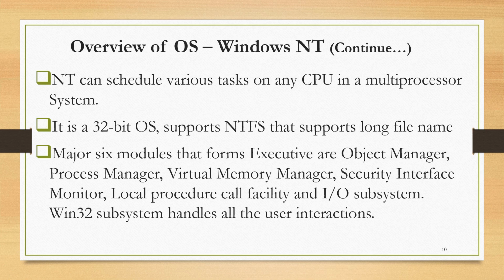Now, what are the major modules of Windows NT? The six major modules that form the executive are object manager, process manager, virtual memory manager, security reference monitor, local procedure call facility, and I/O. The Win32 subsystem handles all the users. Let me diagram how it works.